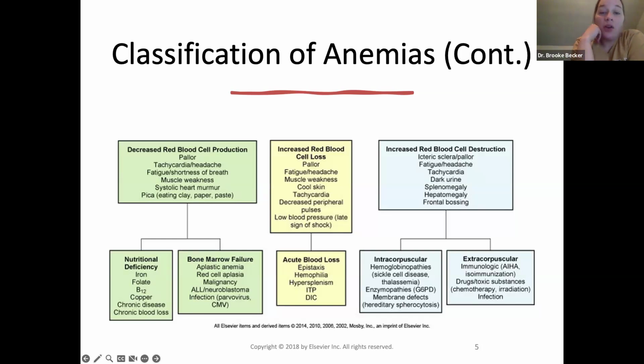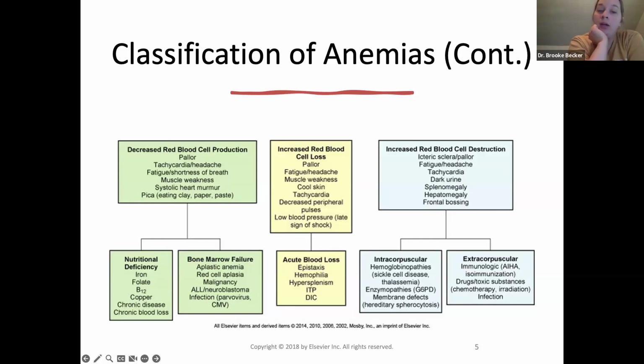Okay. Increased red blood cell loss would look somewhat similar, but you're going to see some signs of shock. Okay, because of the red blood cell loss. Now, low blood pressure is a later sign of shock, right? So you're going to see that later. First you'll see decreased peripheral pulses, cool skin, tachycardia. So this is typically from an acute blood loss.